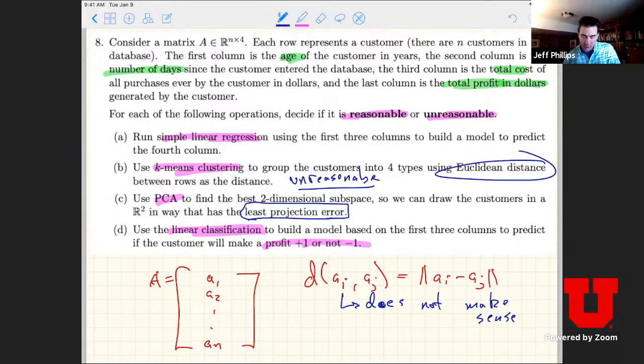This projection error also uses this notion of distance, onto a subspace of AI. It's minimizing this distance somehow, and this is the same thing again. So this one is also okay. No. So this one is also not good to use.